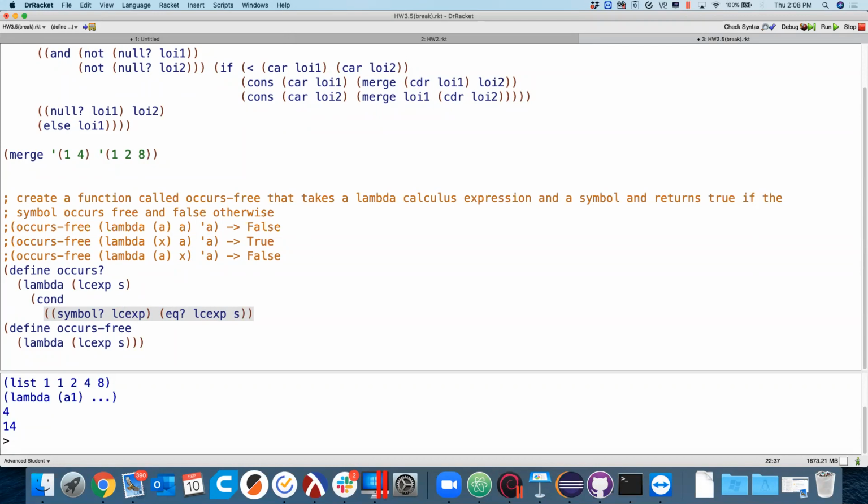So if I'm looking at a symbol, that means I'm looking at the production where things occur. And if that symbol happens to match the thing that I'm trying to determine if it occurs, then this should return true. So if this symbol and the symbol I'm looking for are equal to each other, that means the symbol I'm looking for at the very least occurs in this lambda calculus expression. Okay, next production.